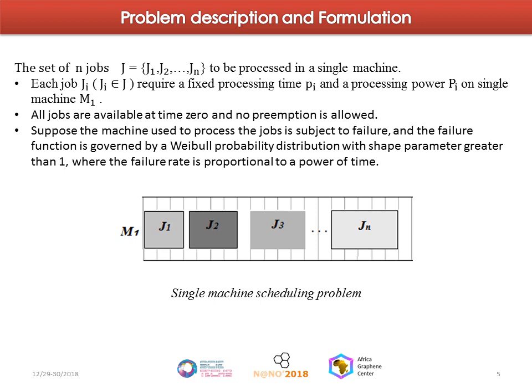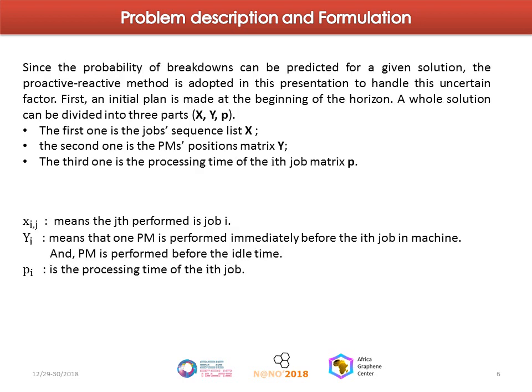The reason we adopt this policy is that idle time in the realized schedule means a waste of the machine's capacity. The machine is idle during that time even though there are jobs waiting at the position beside the machine, which isn't easily accepted by managers of the factory. Since the probability of breakdown can be predicted for a given solution, a proactive-reactive method is the approach of this presentation to handle this uncertain factor.